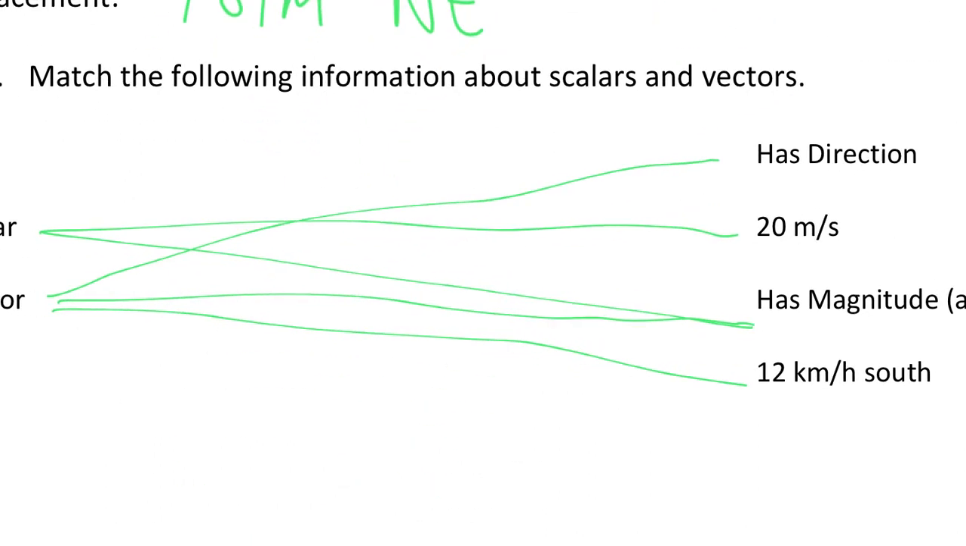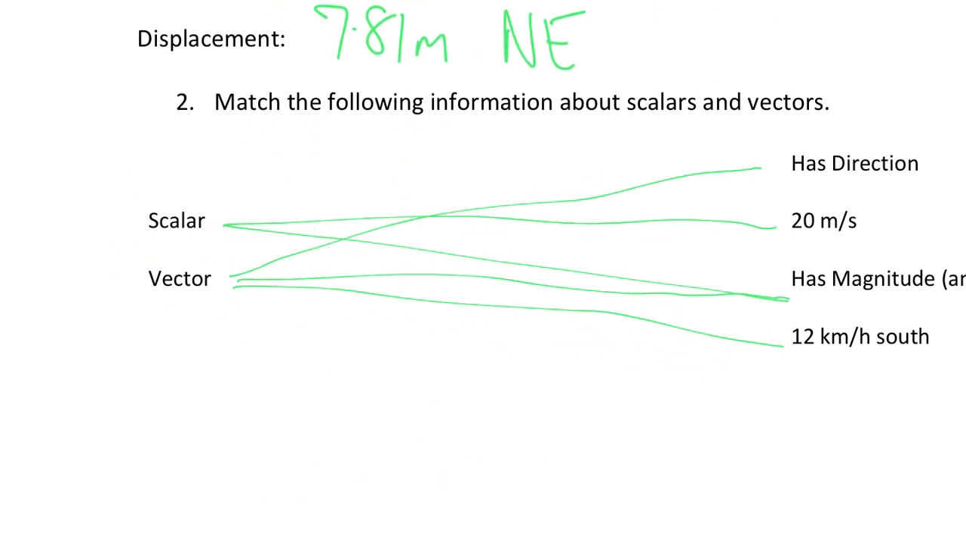And then this one here, scalar has direction, but no magnitude. Has magnitude but no direction, and then the 20 meters is that, and then the vector has direction and magnitude.